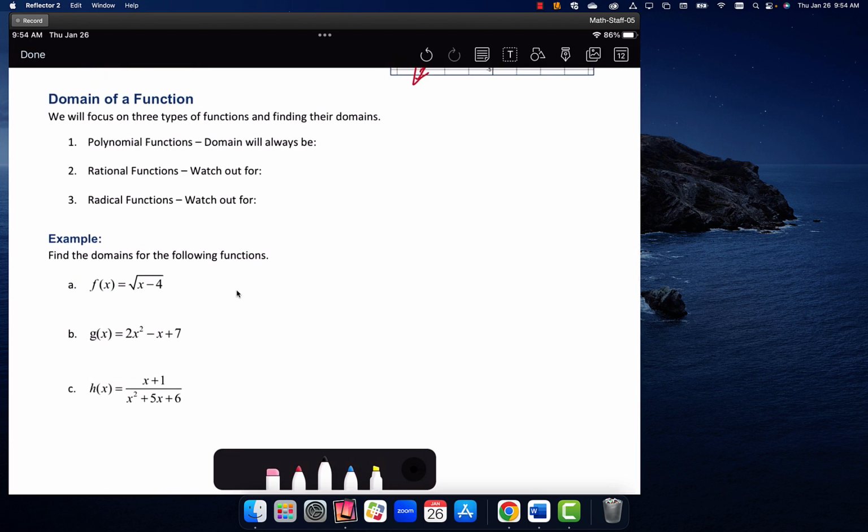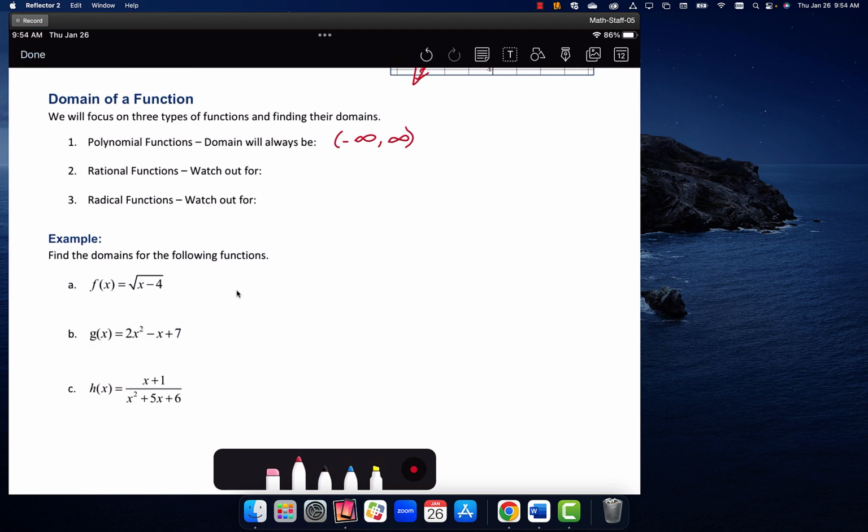Next, we'll look at domain of functions. There's going to be 3 different kinds of functions that we're going to focus on and their domain. First of all, polynomial functions. Those are easy. Domain of polynomials will always be all real numbers. Negative to positive infinity, all real numbers.